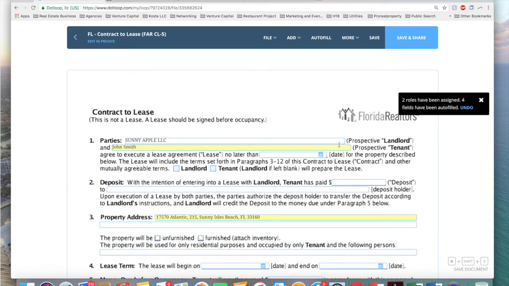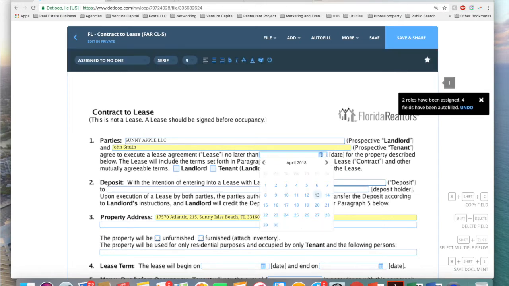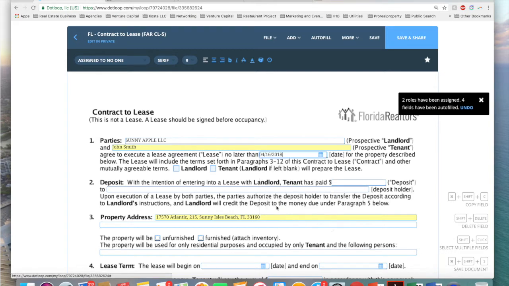Now we have prospective tenant, who is John Smith, and Sunny Apple LLC and John Smith agreed to execute lease agreement no later than, and we put the date. Let's say we will give the landlord to make a decision by Monday by 6 p.m. for the property described below. The lease will include the terms set forth in paragraph 3 to 12 of this contract to lease and other mutually agreeable terms. Landlord or tenant, landlord if left blank, so landlord will be by default, will prepare the lease.